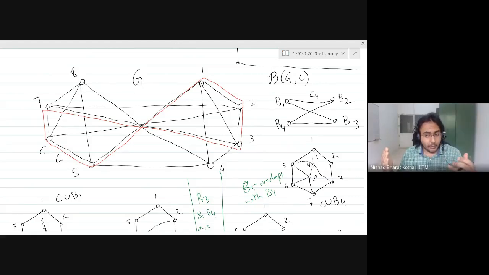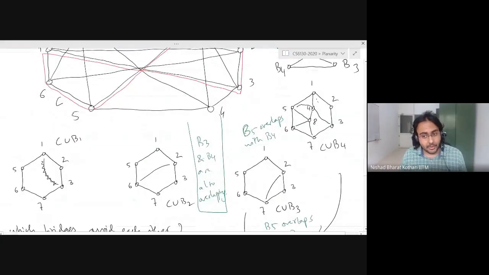Right? Basically, what you're trying to do is color the bridges red and blue. The red bridges go inside, the blue bridges go outside. And when you cannot color the bridges red and blue, the bridge overlap graph is non-bipartite. So very interestingly, non-planarity is connected to non-bipartiteness.